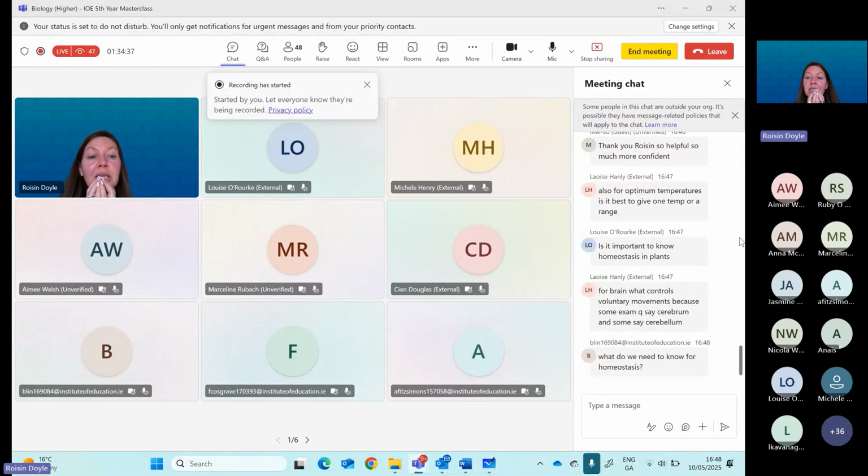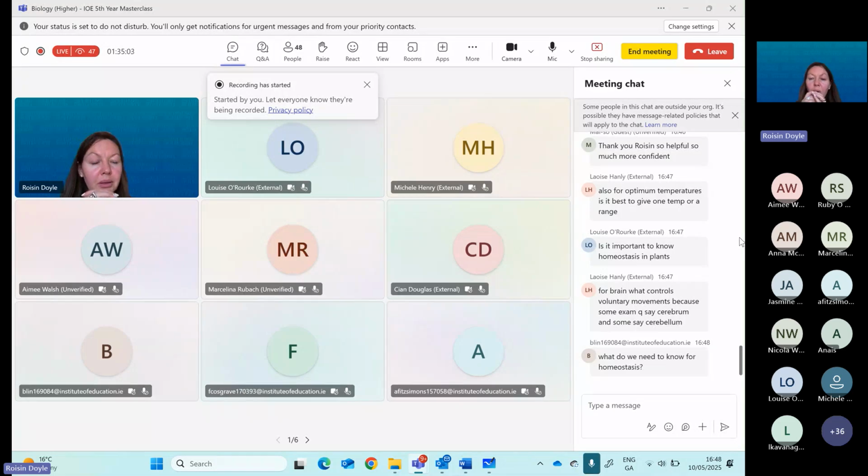What controls voluntary movements? No, no, no. So Leisha, the answer there is the cerebrum. Wherever you're looking at marking schemes, if they are mock marking schemes, I think it was a mock marking scheme from Examcraft 2024, Leisha? I'm thinking it's a mistake. The only answer is the cerebrum.